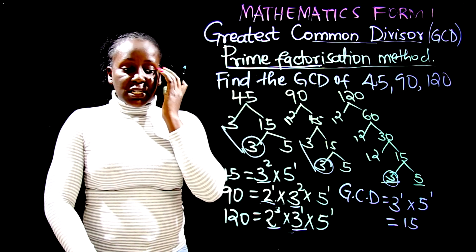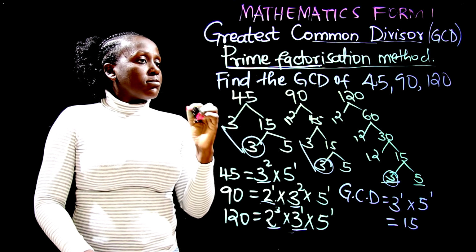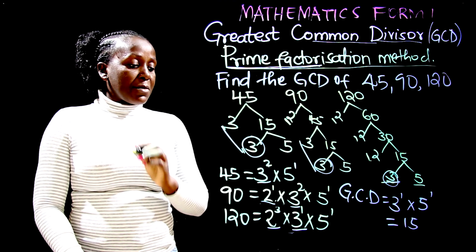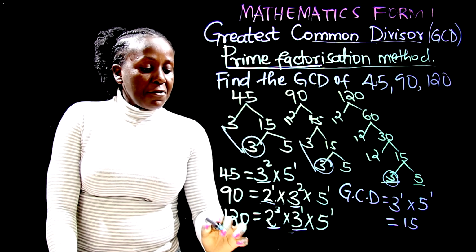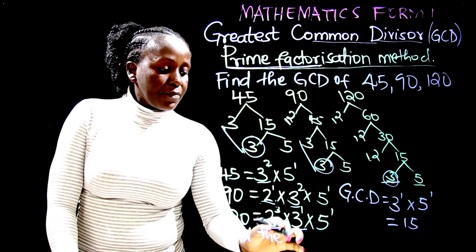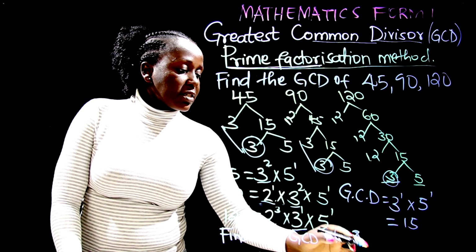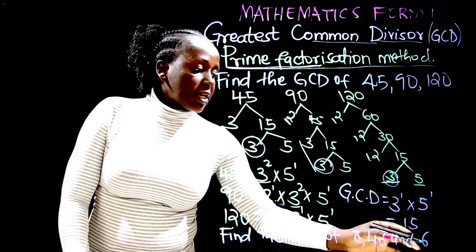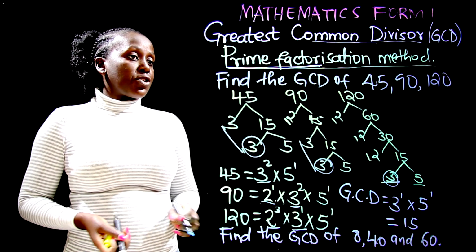Now for further practice, I'll give you a set of 3 numbers whose GCD you will determine using the method of prime factorization. So for your assignment, find the GCD of 8, 40, and 60. So make sure that you try this out using the method of prime factorization.